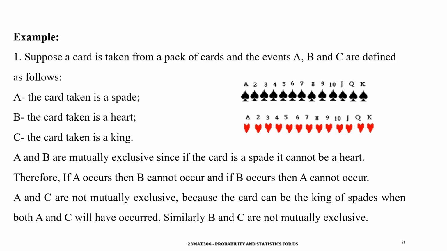A and C are not mutually exclusive because the card can be the king of spades, when A and C will have occurred. Similarly, B and C are not mutually exclusive.